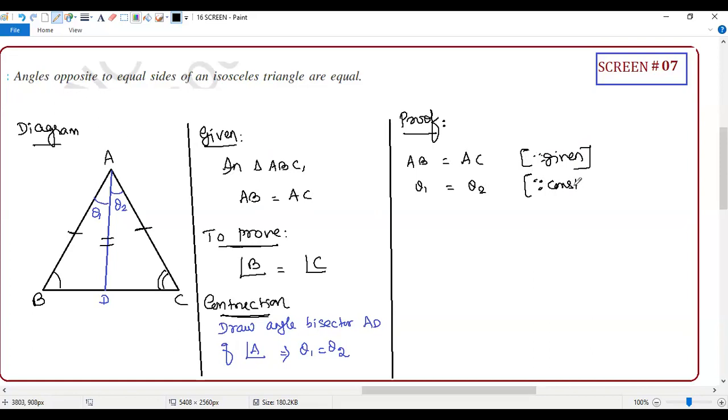It is extra construction. You made it. Then AD equal to AD, which is the common side. Are you clear? So side, angle, side. Because of that, triangle below ABD, or you can say BDA and CDA. You can write ABD also, but you have to write the same thing.